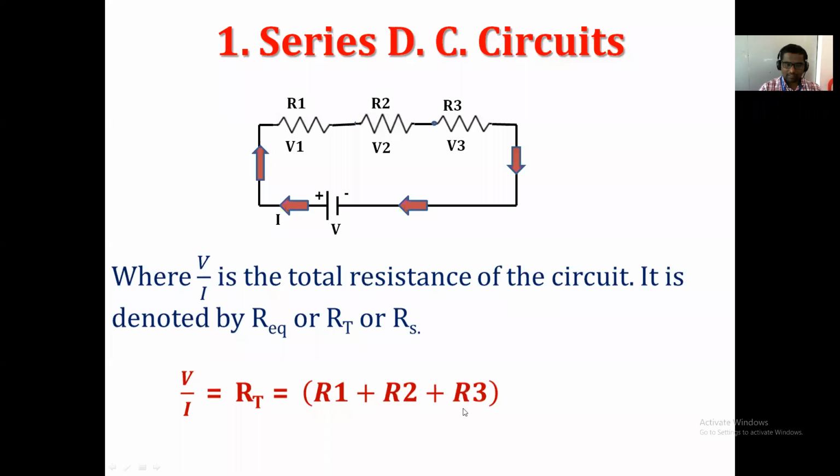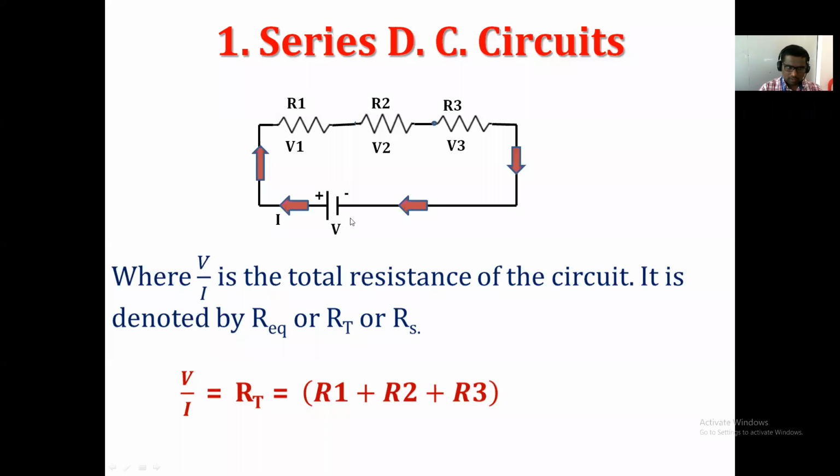I think one characteristic is in front of you. Can anybody try to make the sentence? The sum of individual resistances is equal to the total resistance. Absolutely correct. The total resistance of a series circuit is always equal to the sum of individual resistances of that circuit.